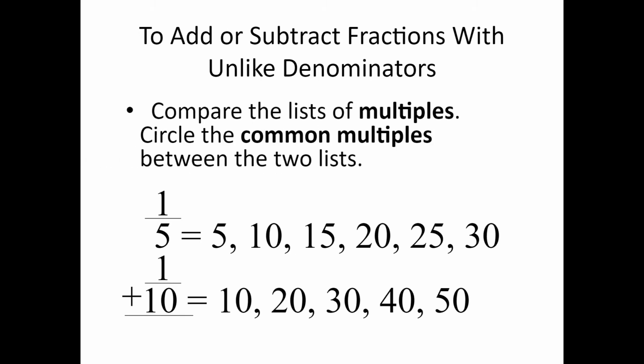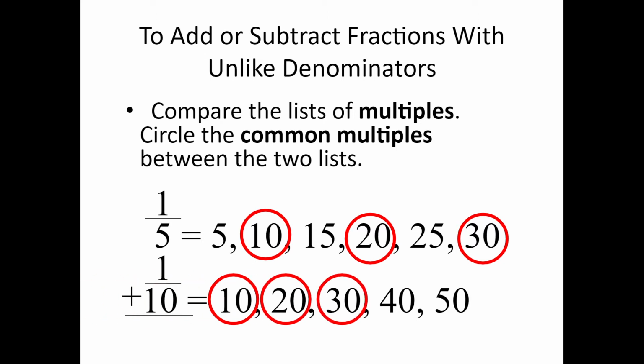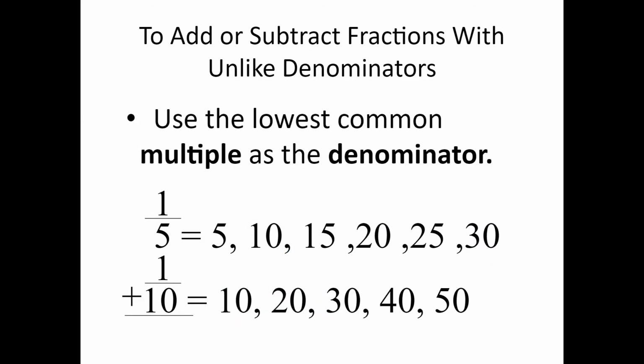Next, you will compare the list of multiples and circle the common multiples between the two lists. Find the ones that they have the same. Here, on the list of numbers I have, they have 3 that are the same. But I'm not going to worry about all 3. I'm just going to focus on the lowest number.